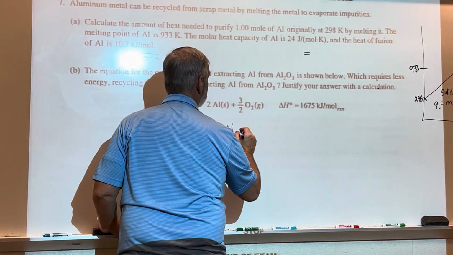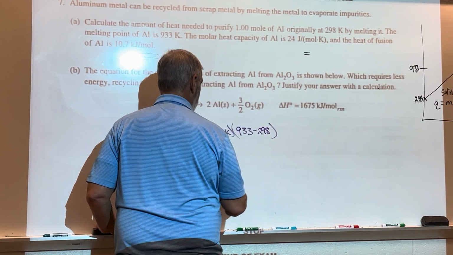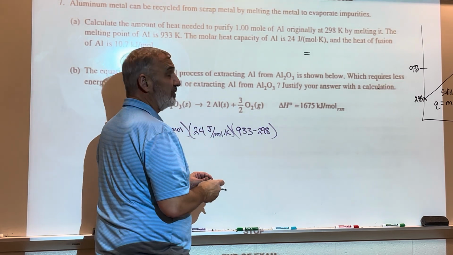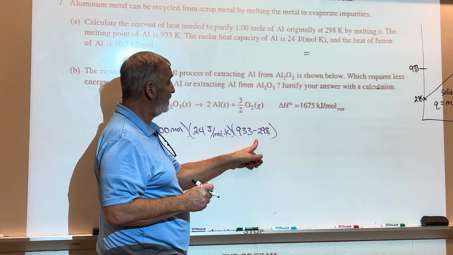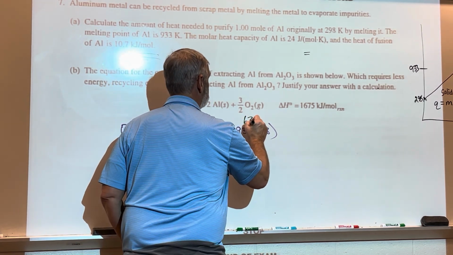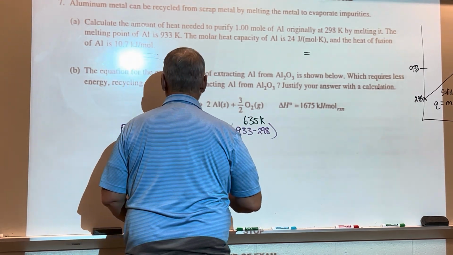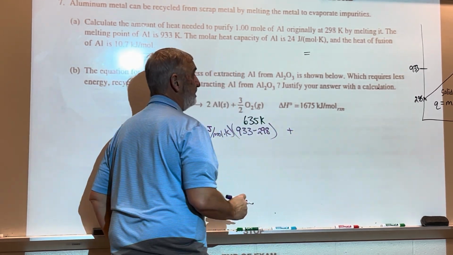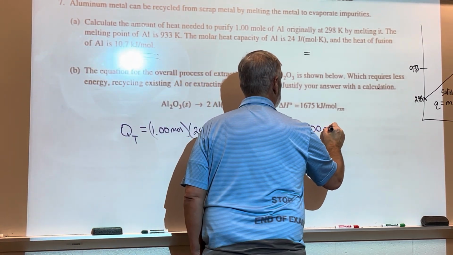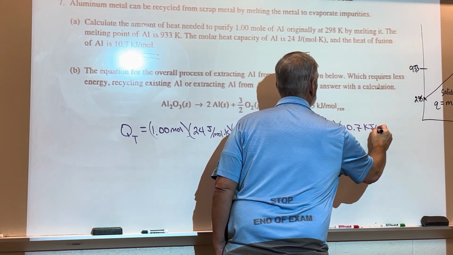Which is really your 933 minus the 298. And what did you say that comes out to? 635. Okay, then it's going to be plus what? 10.7 times 1 mole times 10.7 kilojoules per mole.